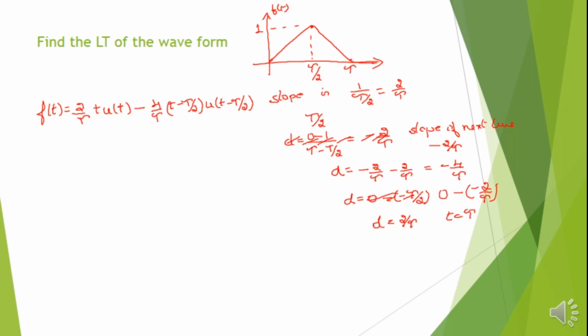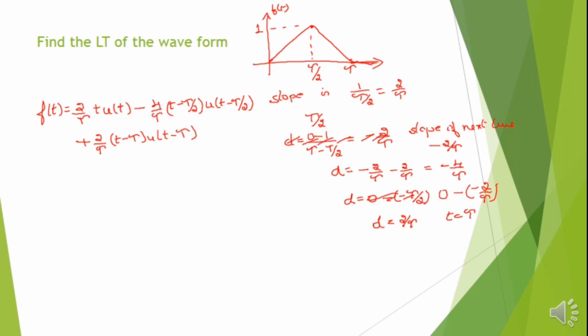So add 2 by tau t minus tau u of t minus tau. Now the change in slope I took, and what is the change in magnitude? This magnitude is 0 and finally it is also 0. So after this, what is the line? This is the 0 slope line as well as 0 magnitude. So this is the expression of f of t.